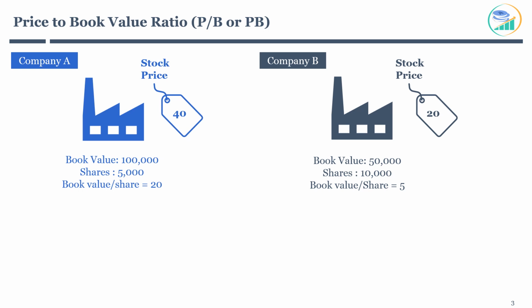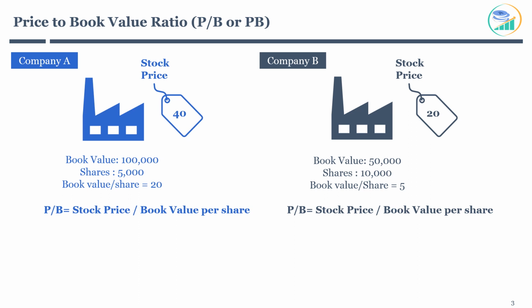Now, it's time to calculate PB ratio for both the companies, which is stock price divided by book value per share. Company A is currently trading at 40, having book value per share of 20. This will give you PB ratio of 2. This means company is trading at 2 times its book value. In the event that company is liquidated, stock investors are expected to receive half of their investment back when all the assets are sold off. This is because company is currently trading at 2 times its net assets or book value.